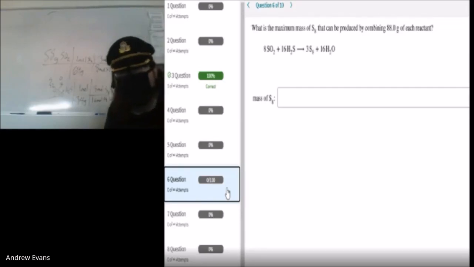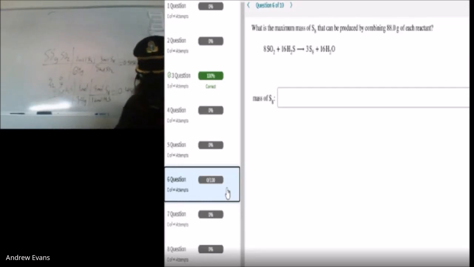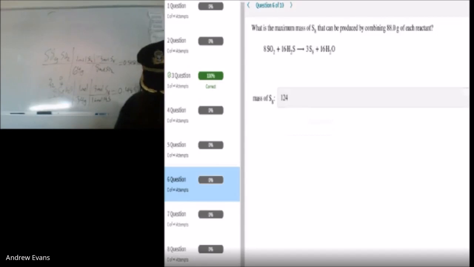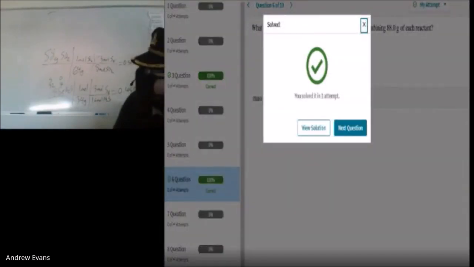So the final step they ask for is, what is the mass of S8 produced? So we're going to take that 0.485, multiplied by the molar mass, which would be 32 times 8. 32 times 8. And so the mass I get will be 124. So the molar mass of S8 is 256.